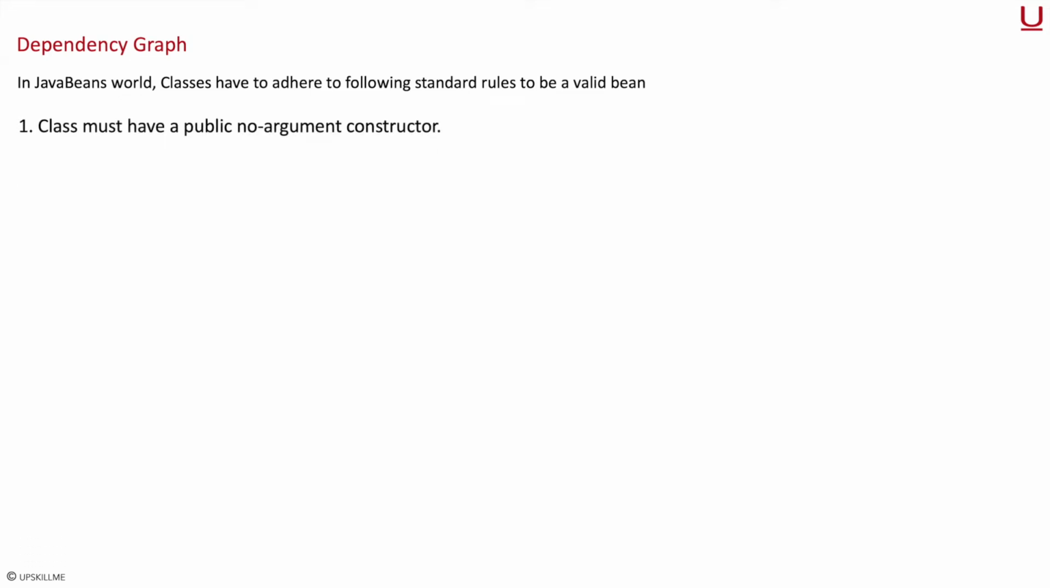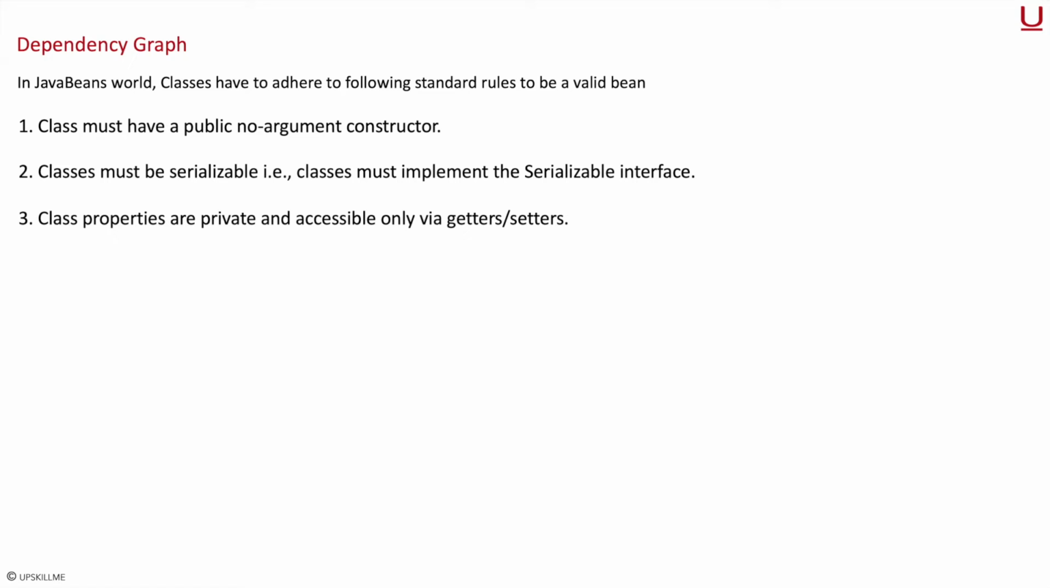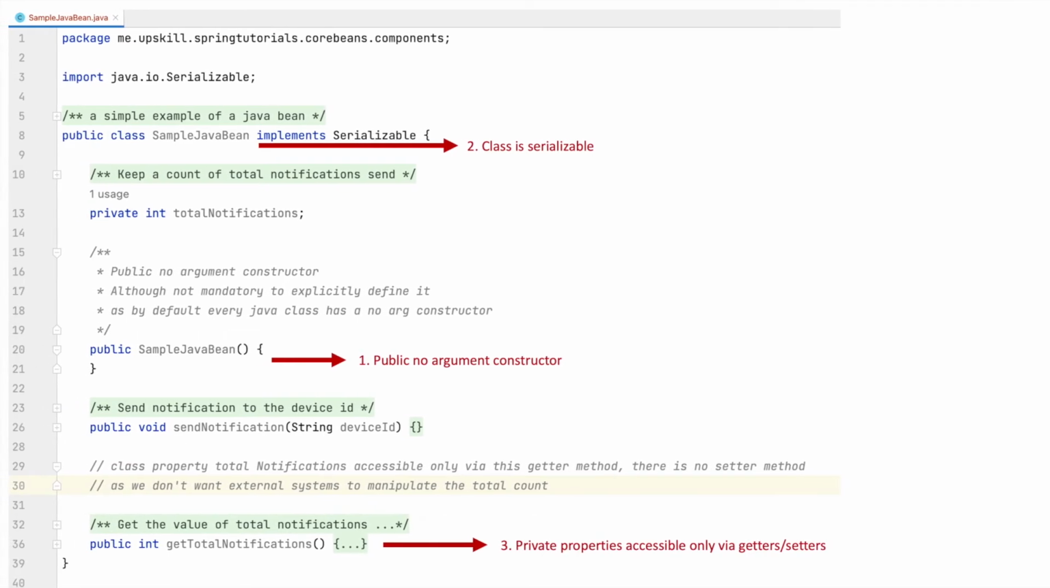Moving on, let us focus on dependency graph. If we recall, Java beans are Java classes which adhere to the following standard set of rules to be a valid Java bean. If a class does not follow these rules, it won't be a valid Java bean in the Java beans world. This is an example of a valid Java bean. It fulfills all three conditions.